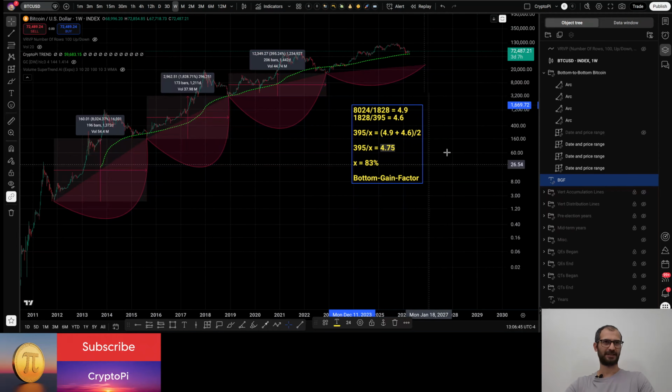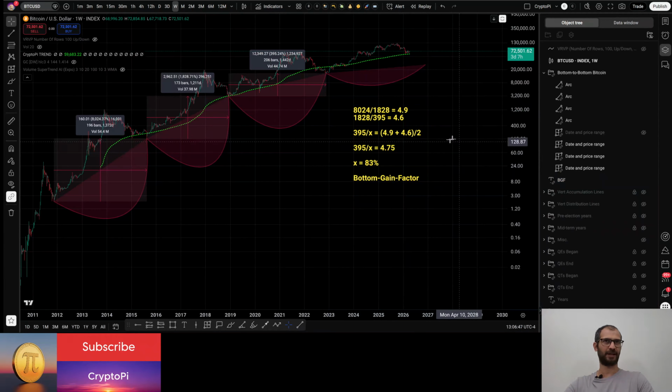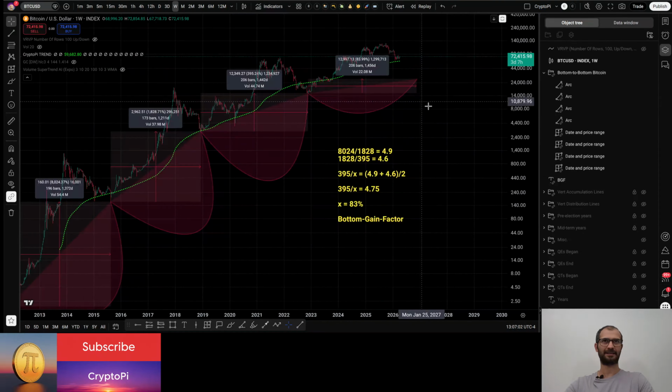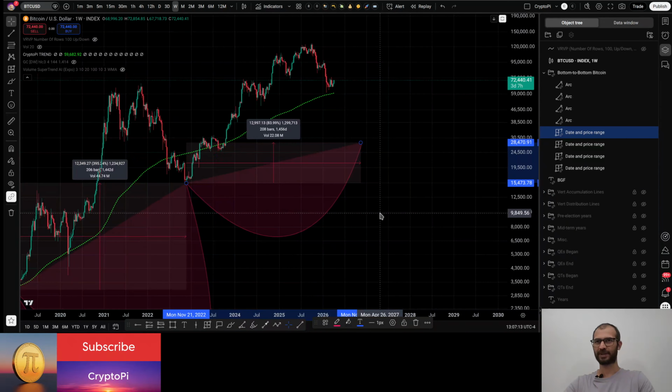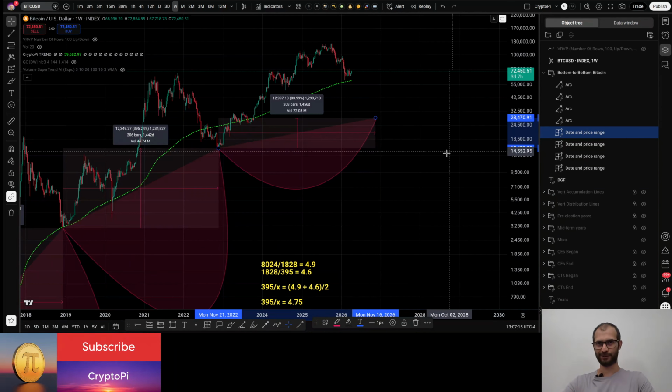So bottom gain factor of 4.75 brings us the bottom from first, second, third, fourth. The fourth bottom gains about 83% to give us the fifth bottom. And that comes down to somewhere around 28,500. Now, these are not the exact values. We have to look at it from the range point of view.